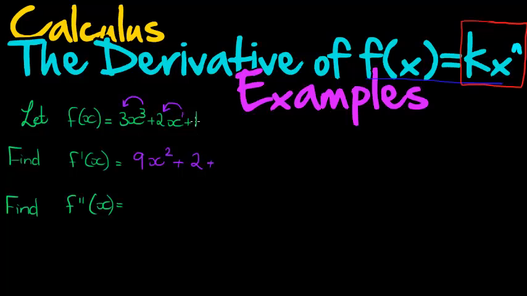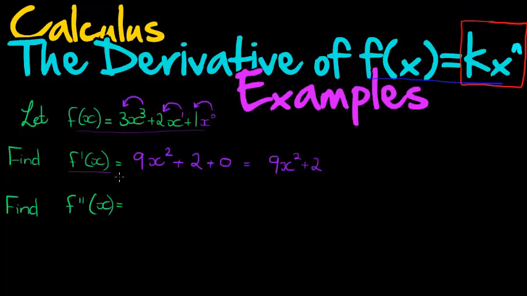Okay, plus 1 times, what is this? This is x to the power of 0. So whenever I multiply that 0 with this coefficient, my answer will be 0. So the last term is 0. So simply, this is just 9x squared plus 2. This is the derivative of that function.